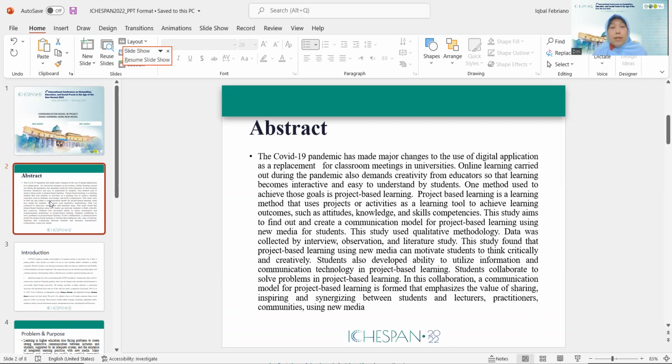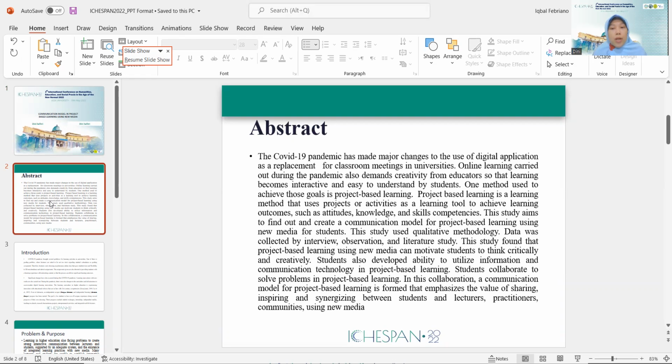Project-based learning is a learning method that uses projects or activities as a learning tool to achieve learning outcomes such as attitudes, knowledge, and skill competencies. This study aims to find out and create a communication model for project-based learning using new media for students.